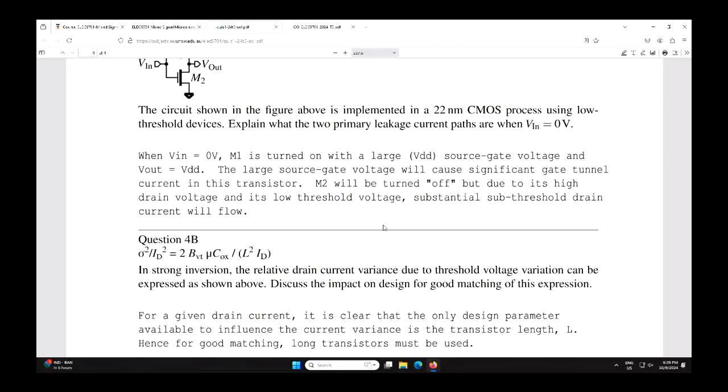Because you're like, oh, here I've got this ID that I want to keep the same, but I want to improve matching, so I would increase both width and length. That would keep ID the same, right? Yes, that's exactly right. So if you have the same voltages on the transistor, yes, ID the same.